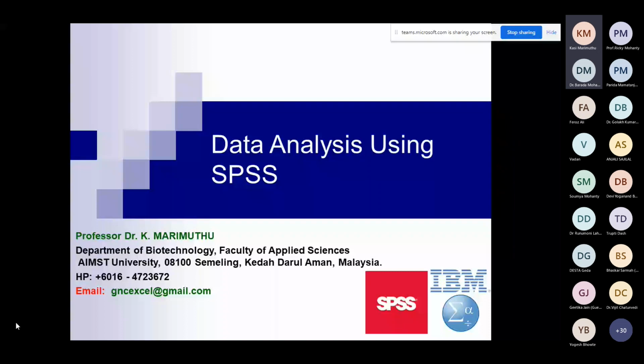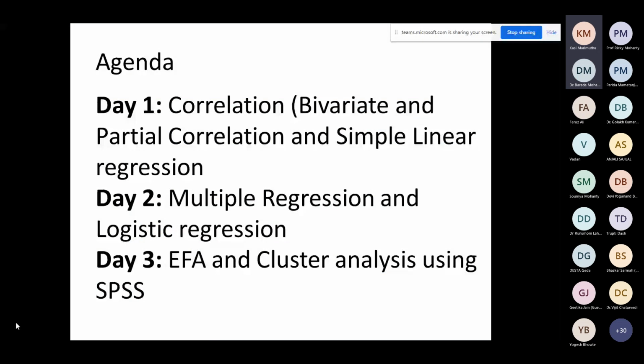This topic we are going to go for a couple of agenda, and these are the agenda for the next 3 days. We'll be discussing about correlation, when to conduct, how to conduct.